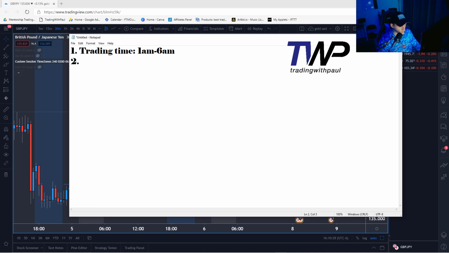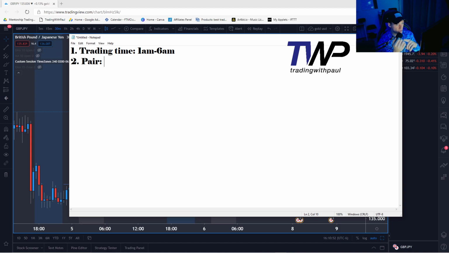Next, number 2. Like I said, we got 1, 2, 3, 4, 5 things. It's going to be super simple. I'm going to break down each thing. The second thing is going to be your pair. Every pair is going to move differently in every session. So depending on the session you're looking at, you want to make sure first of all that the pair is in session.